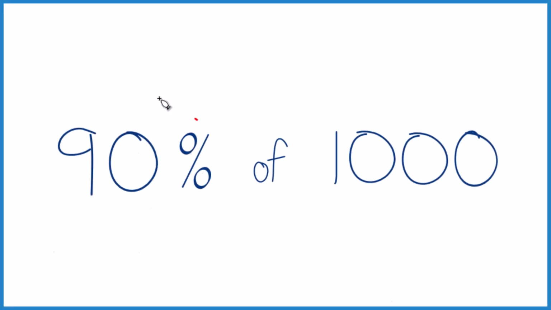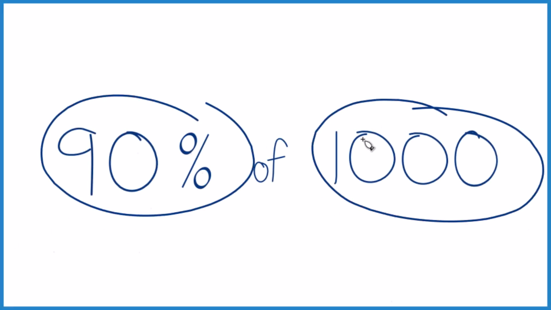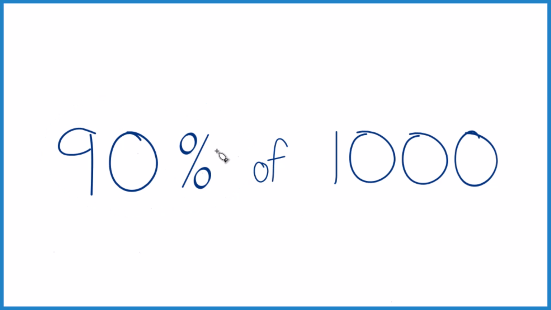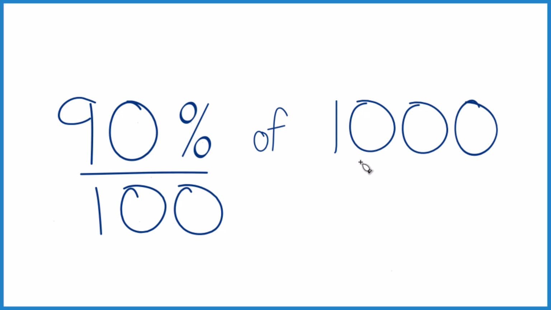Here's how you can find 90% of 1,000. And the way I think about it is percent means per 100. So 90 per 100. So if we just had 100 here, it would be 90. But we have 1,000. So we add another zero. Instead of 90, it's 900. 90% of 1,000 is 900.